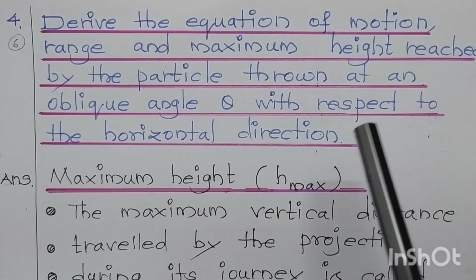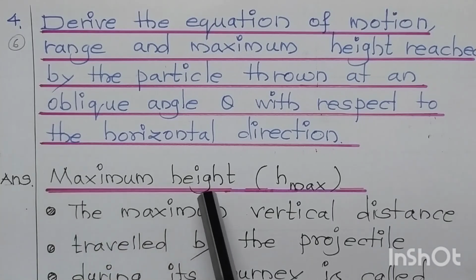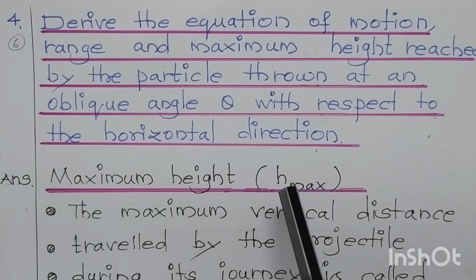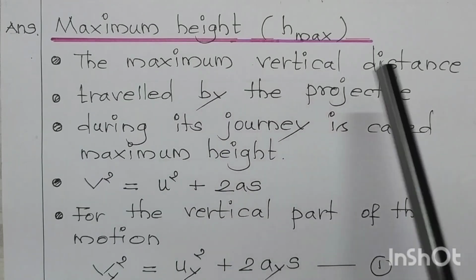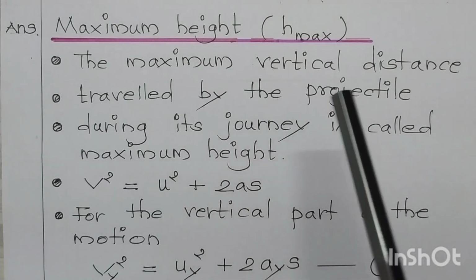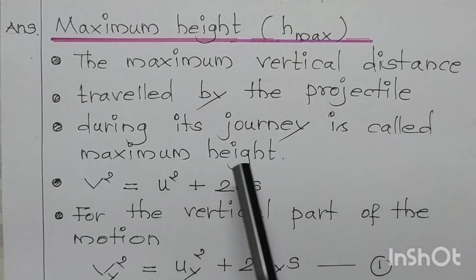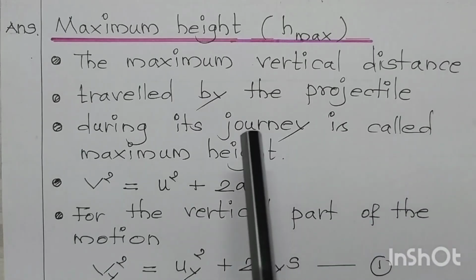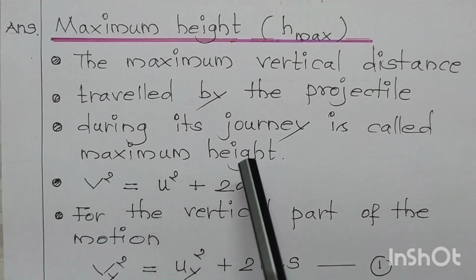Oblique projection. So, answer: first let us define what is meant by maximum height, in other words h max. Then let us derive the expression for maximum height. The maximum vertical distance traveled by the projectile during its journey is called maximum height. This is the definition for maximum height. Now let us derive the expression for it.